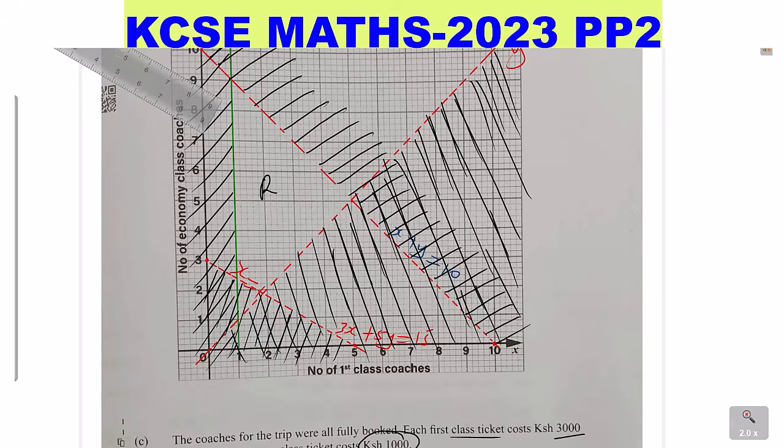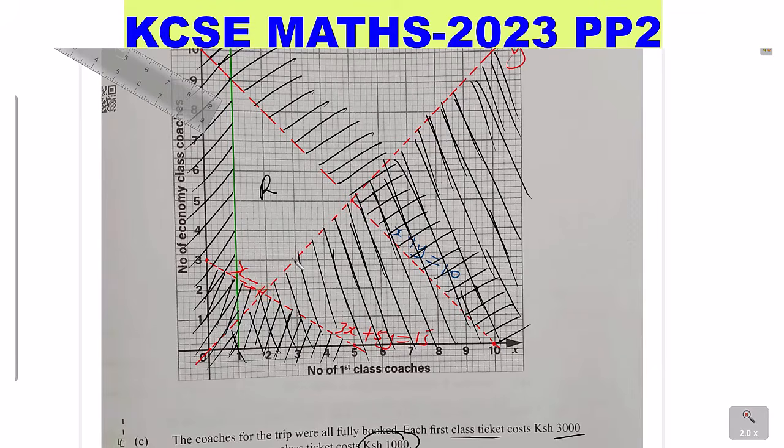You can use the search line or the inspection method. I will use the inspection method. For the inspection method, you inspect the corner points of the feasible region. But in this case, when you look at all the corner points of the feasible region, they are all lying on broken lines, and therefore all those points will not satisfy all these inequalities.